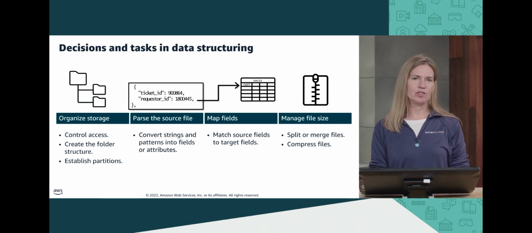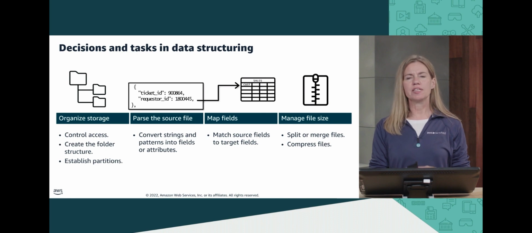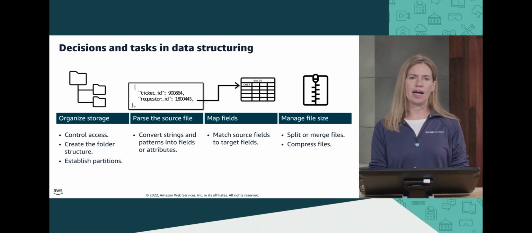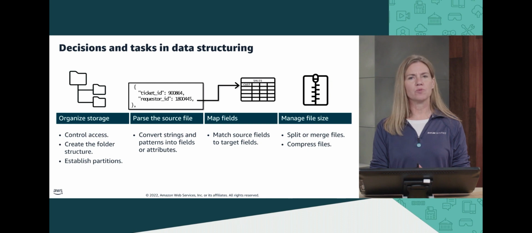Key tasks in data structuring include the following: organize storage, parse the source file or files, map fields, and manage file size. Data structuring involves implementing the decisions that you made during discovery and structuring your source file. First, you need to create any infrastructure that is needed to organize the incoming data and set up appropriate access controls. For example, create IAM access policies for each S3 bucket that you create to segment the files, or set up access control on tables in your data warehouse.